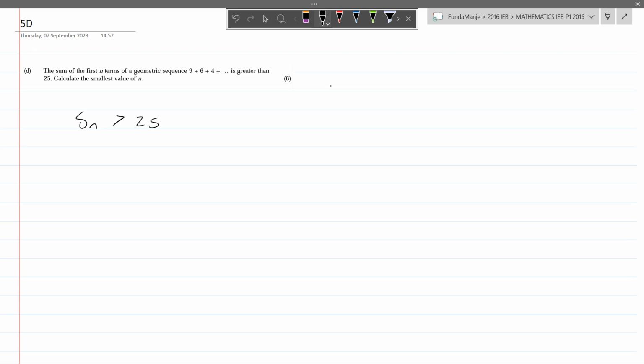So we're looking for n for which the sum is greater than 25, but we want the smallest n that makes this true. So we can use the formula. R in this case will be equal to 6 divided by 9, which you can simplify to 2 over 3. And this just comes from term 2 over term 1. Since we are told it's geometric, we don't need to prove this by 4 over 6. But 4 over 6 does give us 2 over 3.